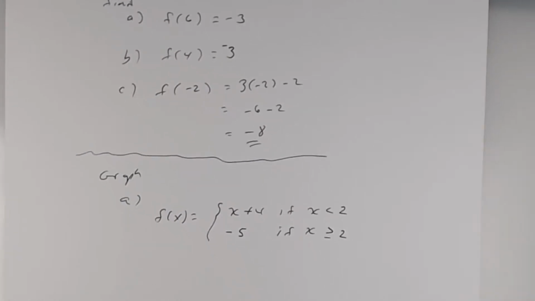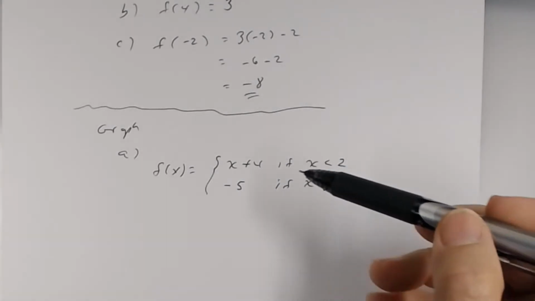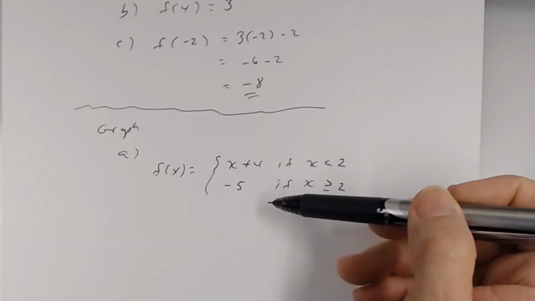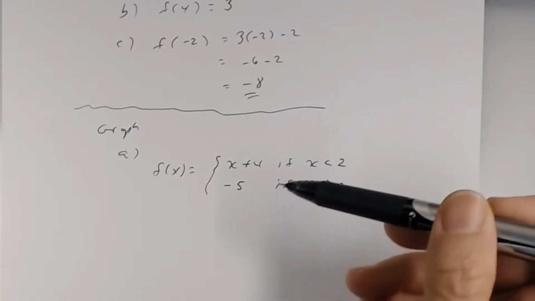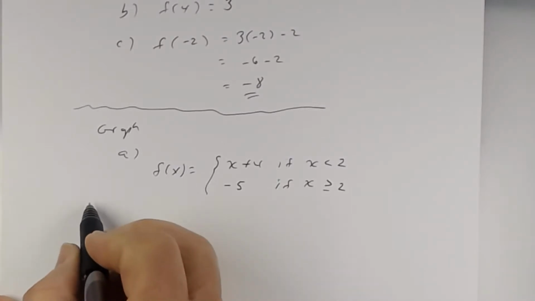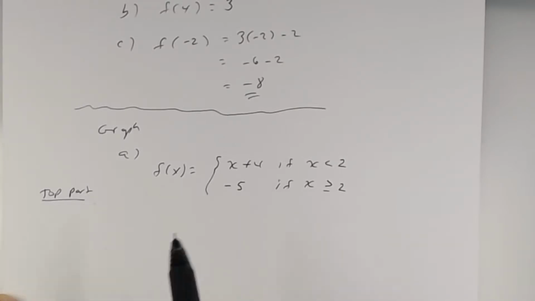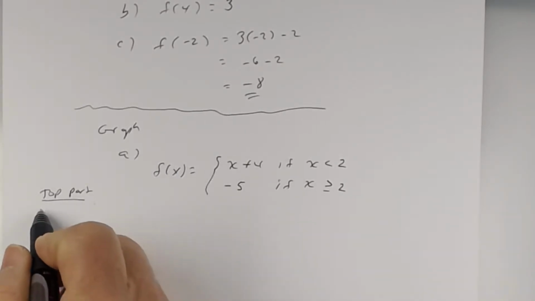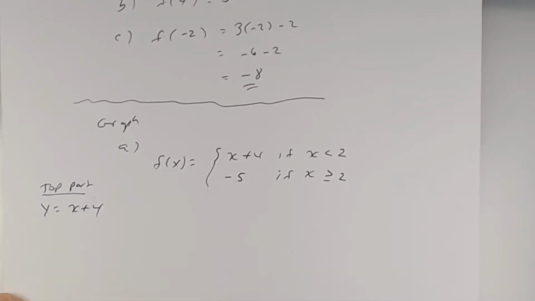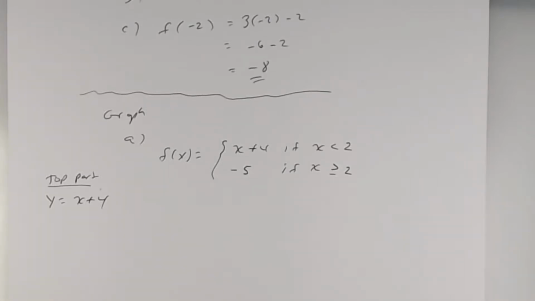All right, so you're going to need graph paper for this. You're going to graph these in parts. So you're going to graph the top part of the function first, and then you graph the bottom part of the function second. Now the top portion, you can use the idea of a t-table. So I'm going to say top part, and my top part is y equals x plus 4. So break it down like this, and you're going to use a t-table.